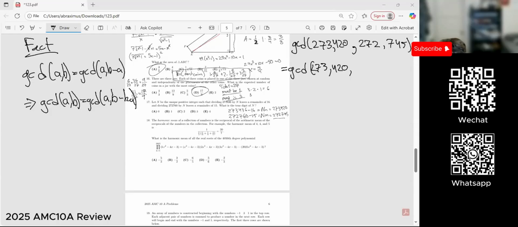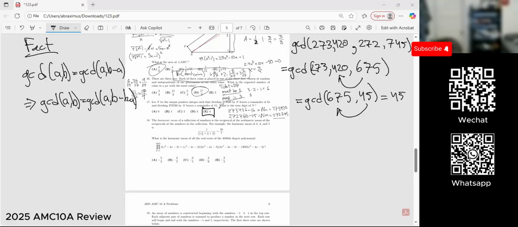It's 675. Okay, and then we can subtract 675 a ton of times here. I'm not going to do all the math to tell you how many times we subtract it, but we end up with 675 and 45 at the very end. Okay, and 45 is a multiple of this, or this is a multiple of 45, so the GCD is 45. That would mean that the tens digit is 4.